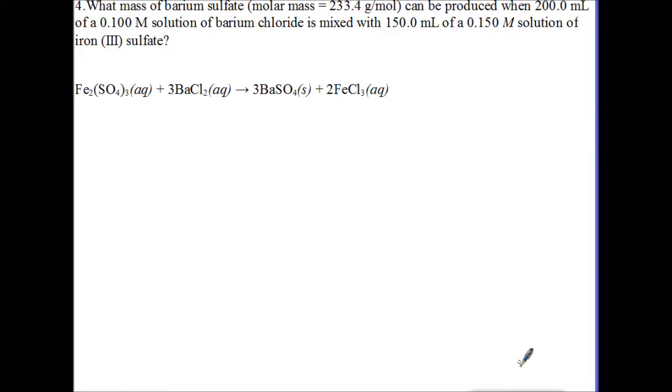This is Solutions Test Review, questions 4, 5, 9, and 10 that all deal with either molarity or stoich. Sorry, molarity and stoich. So question 4 asks us what mass of barium sulfate can be produced when 200 milliliters of 0.1 molar solution of barium chloride is mixed with 150 milliliters of 0.15 molar solution.